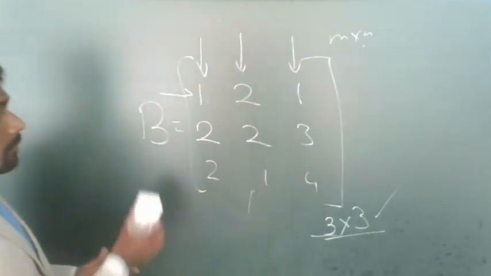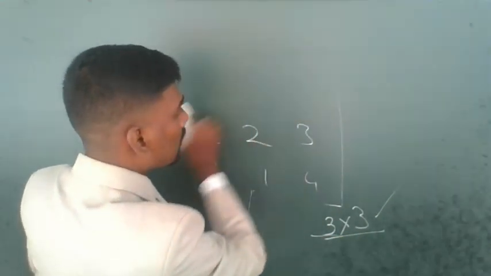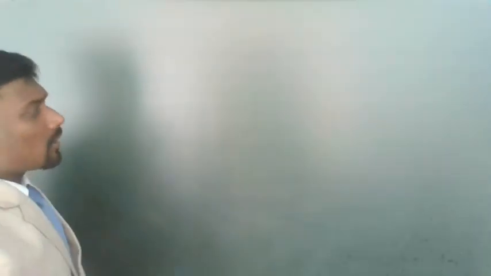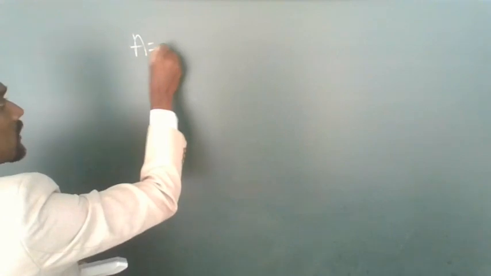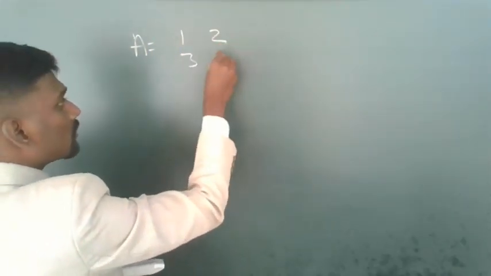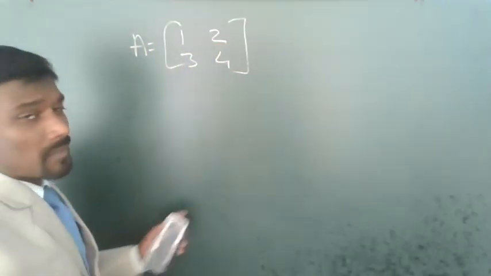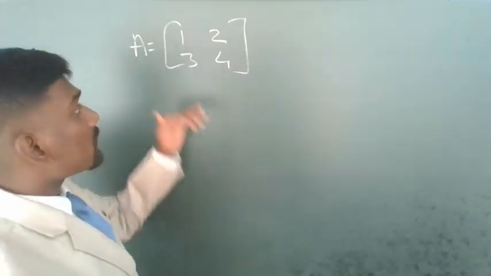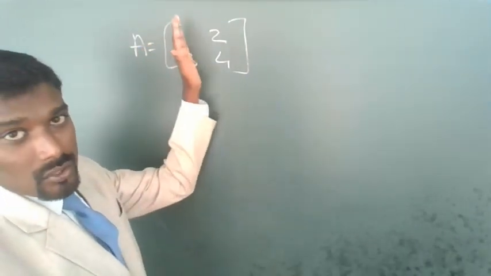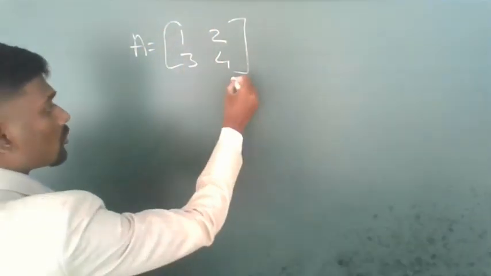So we will see the basics of matrices and determinants. Now suppose I give you a matrix A: 1 2, 3 4. What matrix is this? It is a 2 cross 2 matrix. One row, second row, one column, second column. That is a 2 cross 2 matrix.